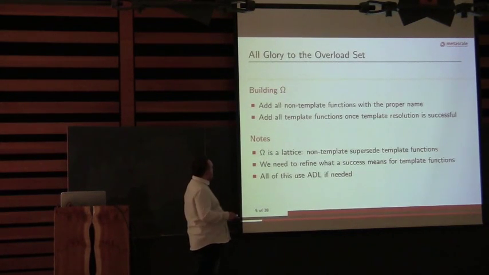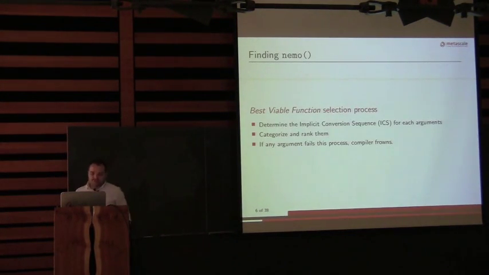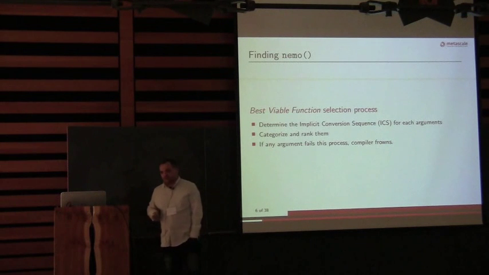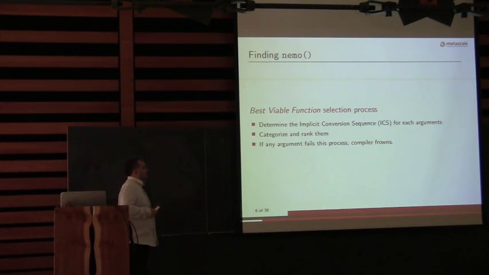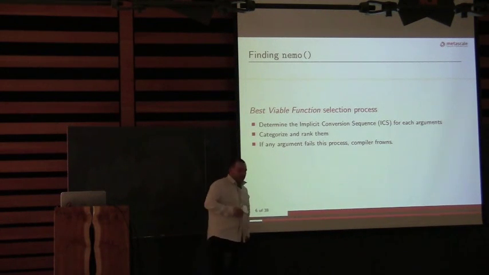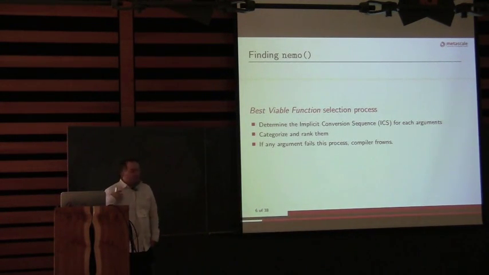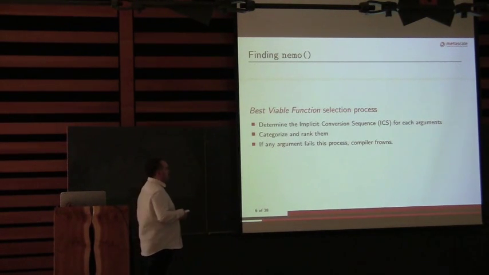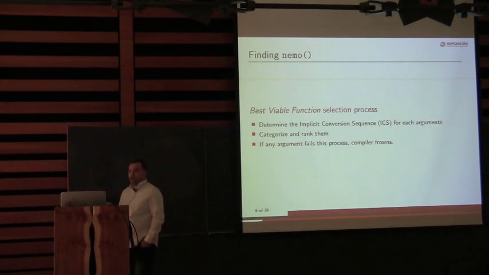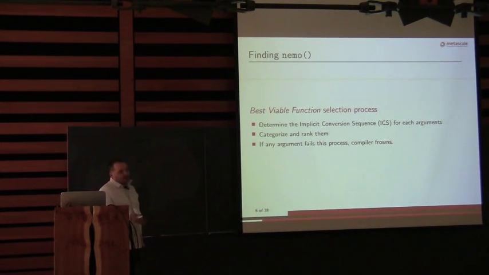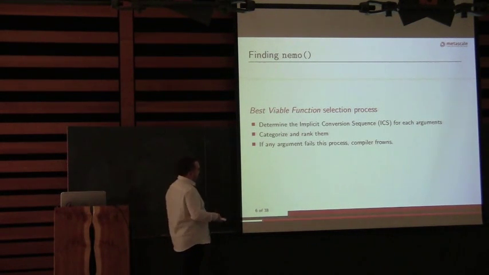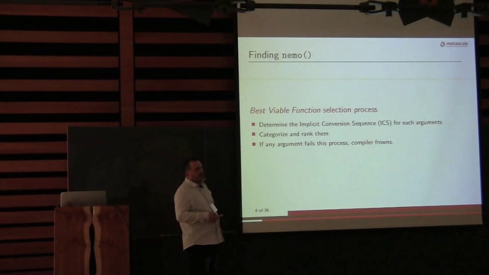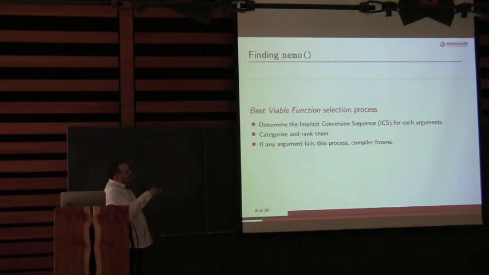OK, so we have our overload set. Now what should we do with this? Well, we have to find the best viable function. And to do this, we will compute something called an implicit conversion sequence for each of the arguments of the functions. And those conversion sequences are ranked with respect to one another. And we will try to find a function with the best, highest-ranked implicit conversion sequence for all of these arguments. And what we hope is that there is at least one function that provides something to overload on. And if there are multiples, there we go, ambiguous stuff.